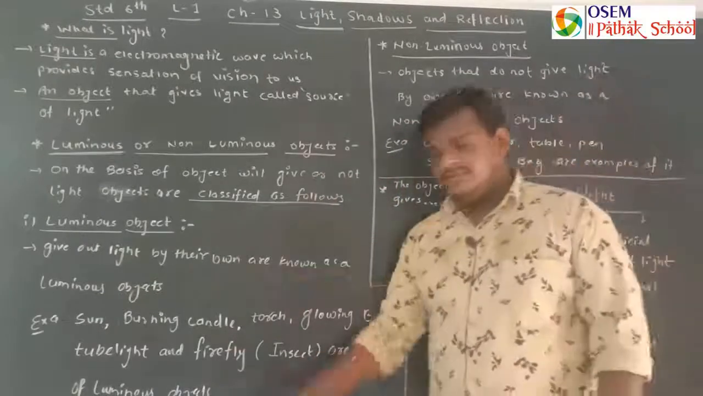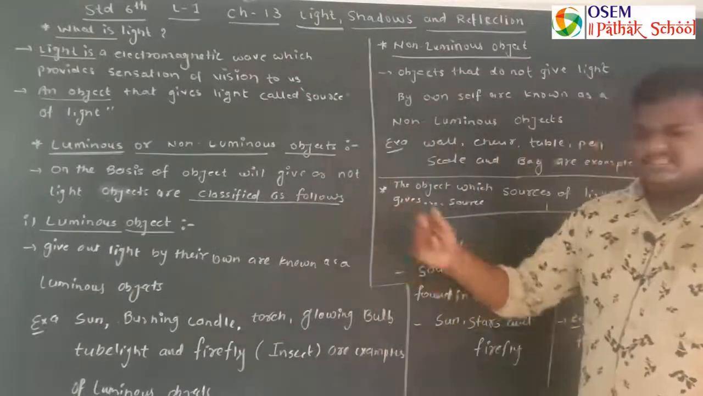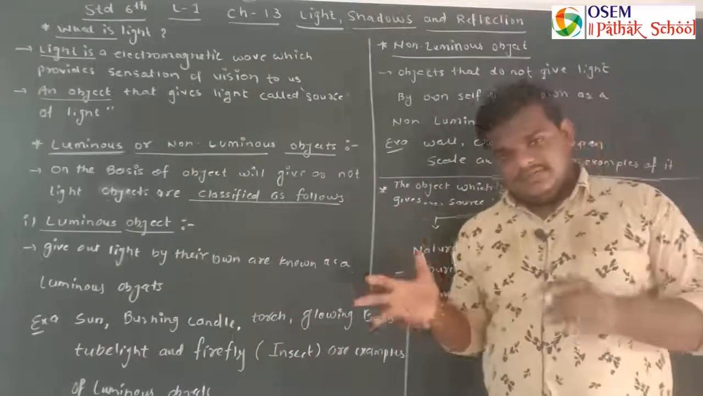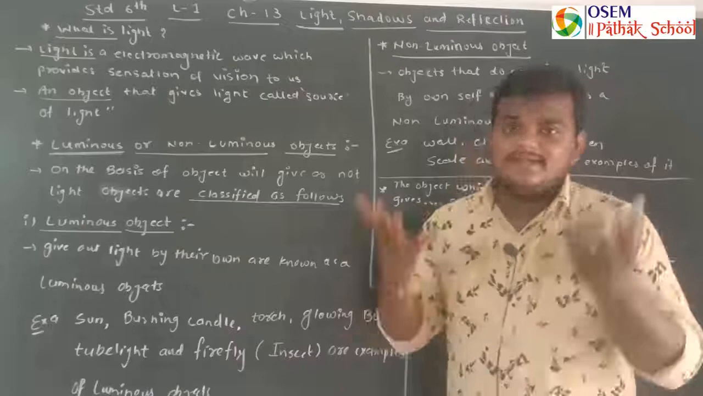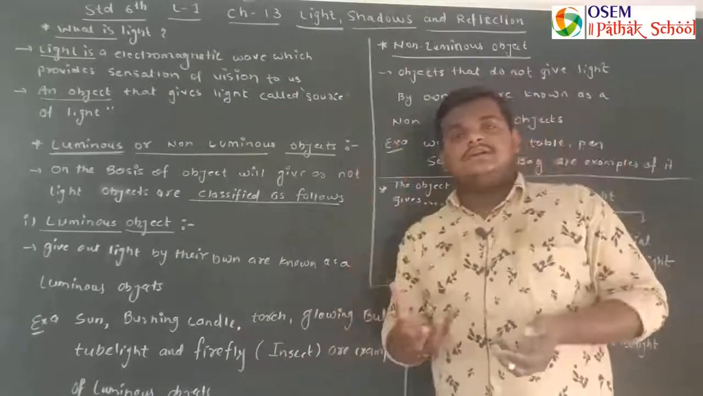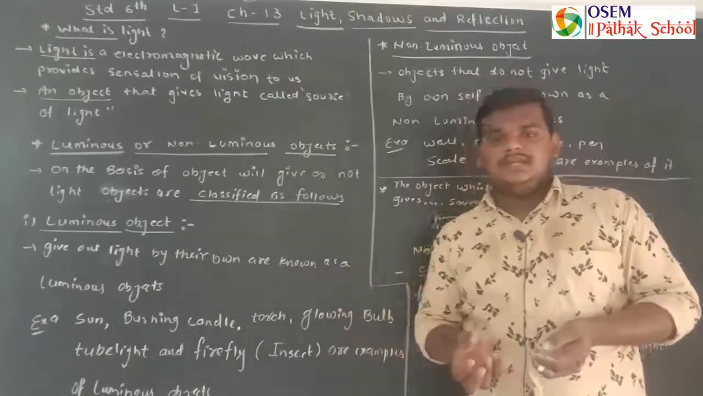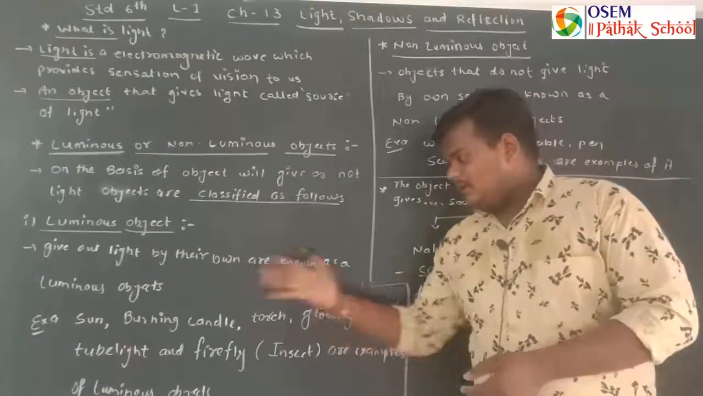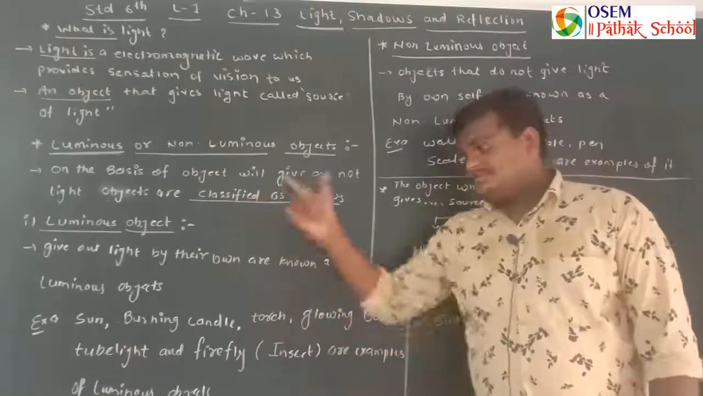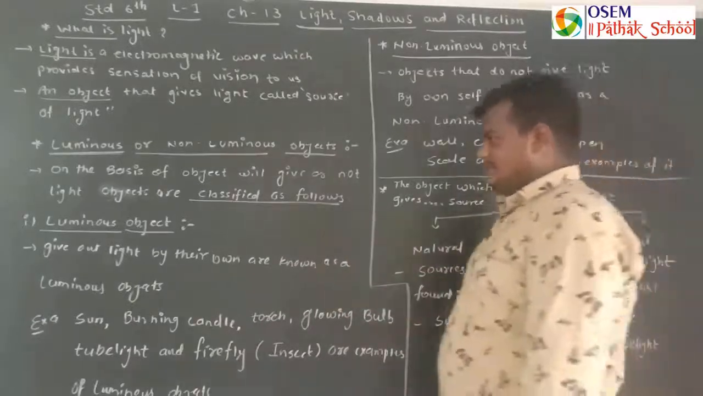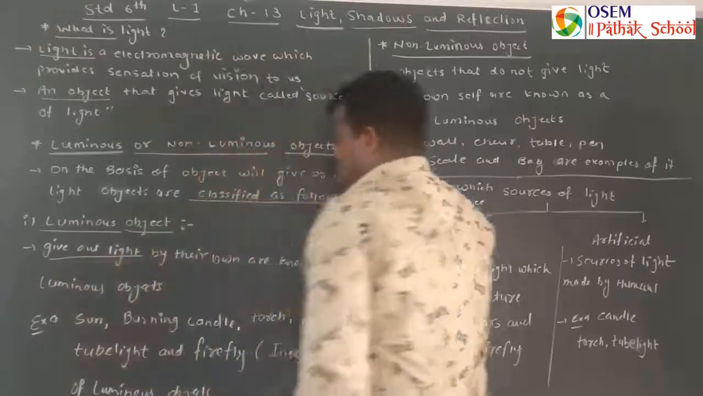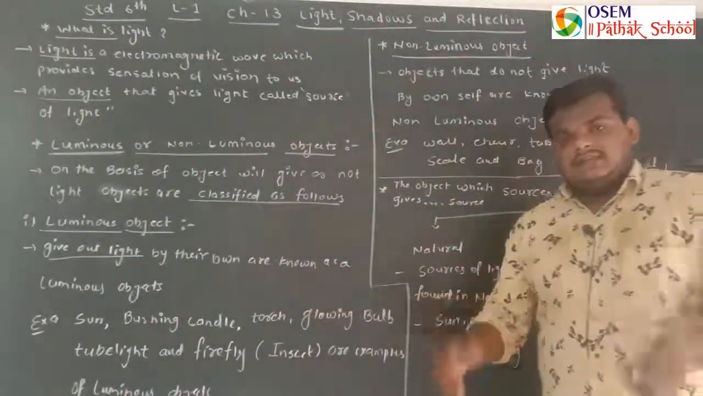First of all we will be clear about what a luminous object is. An object that generates light is known as a luminous object, and objects which do not generate light are called non-luminous objects. So let's see what is given here. Luminous objects give out light by their own self.